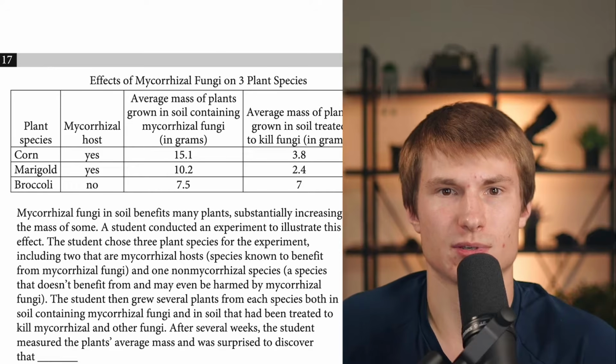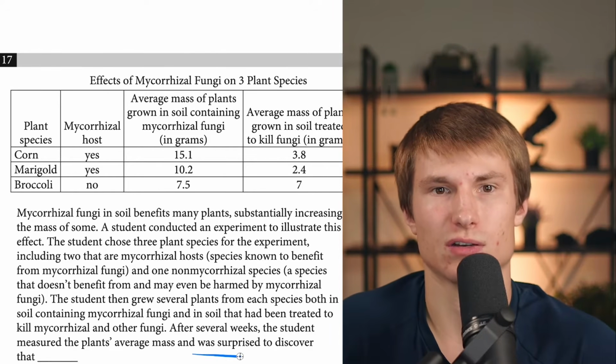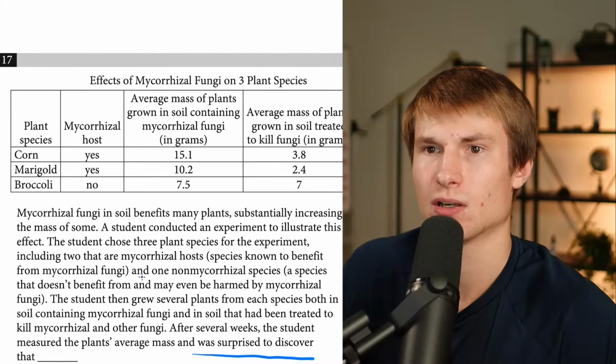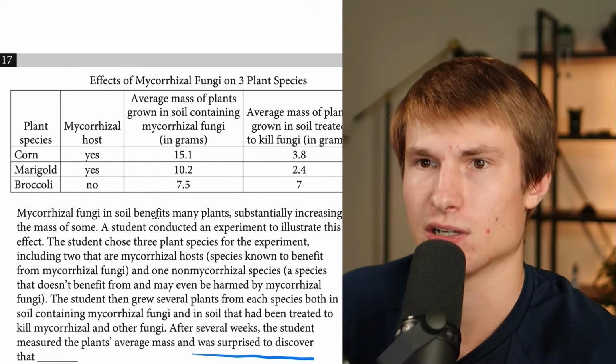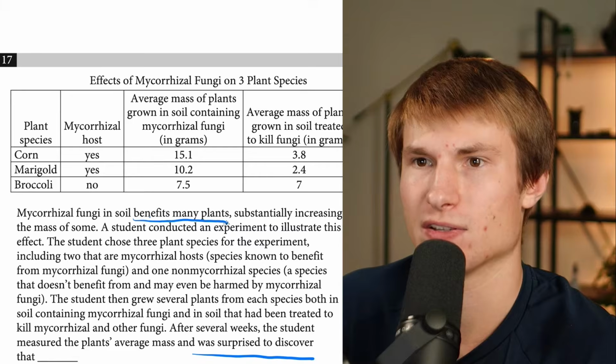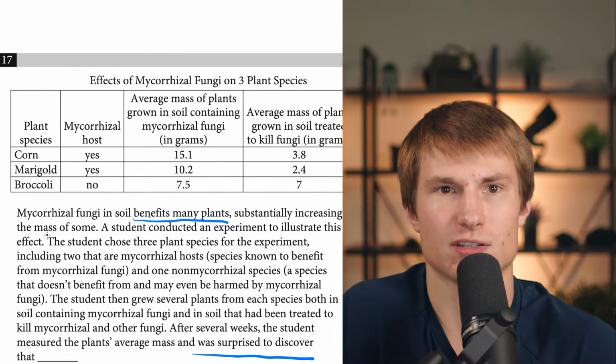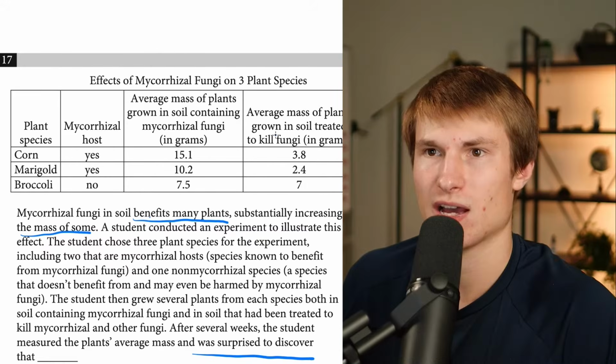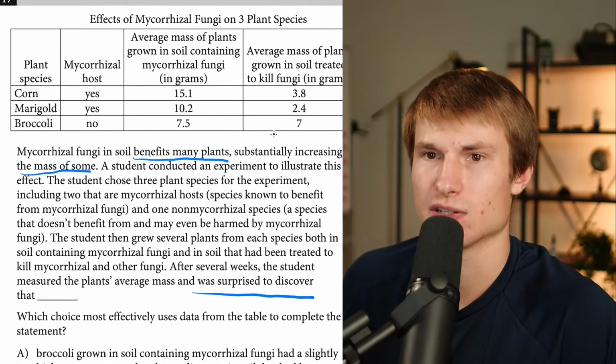And the reason I say that is because he was surprised to discover. Okay, so we need to know what his expectation was. So let's go back and find what the expectation was. If it states it, I'm not sure it does. So we have the fungi benefits many plants, substantially increasing the mass of some. Okay, so presumably he would expect the mass to increase, so we'd probably be looking for a decrease in mass then. So if we look down, which choice most effectively uses data to complete the sentence?